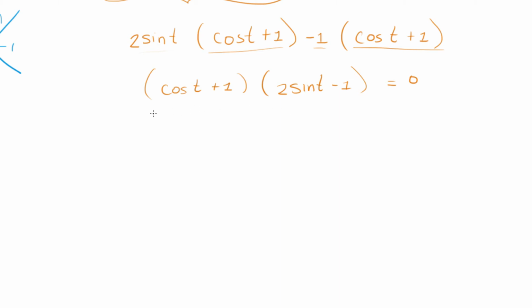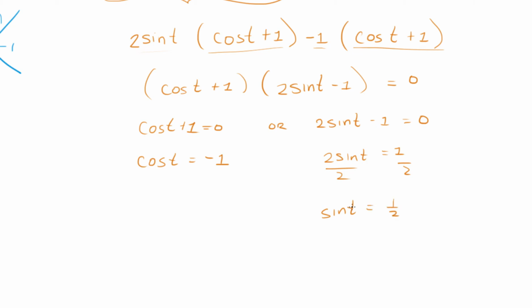So now, zero product rule, I have cosine of t plus 1 equals 0, or 2 sine of t minus 1 equals 0. We subtract the 1, so cosine of t equals negative 1. Just add the 1, so sine of t equals 1, and then divide by 2. So sine of t equals 1/2. Again, what angle will produce cosine to be negative 1? Well, the answer is pi. What angle is going to produce sine of t equals 1/2? The answer is, again, pi over 6 and 5 pi over 6. And that will be the rest of the work.